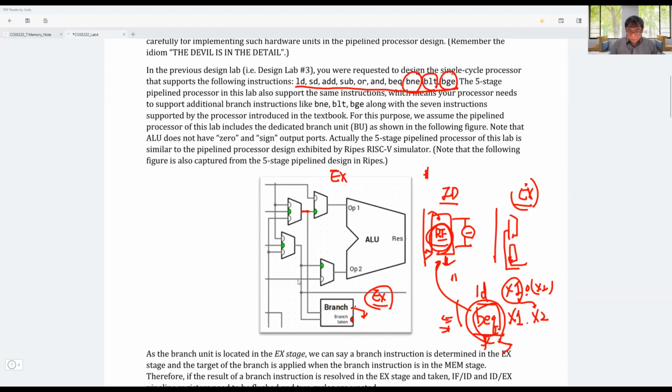So if the branch is taken, then this result is immediately updated to the PC next. And then in the next cycle, the target of the branch instruction is updated to the current PC, and the instruction memory is read by this current PC, when the branch instruction is in the memory stage. So this is also a modification.